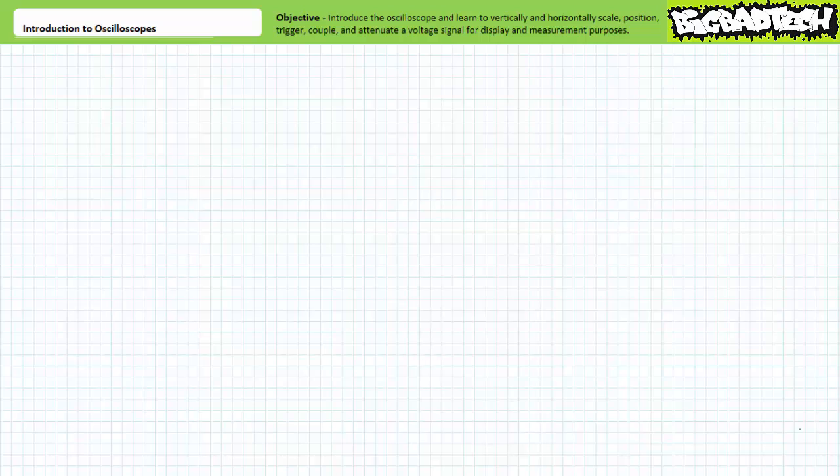I'm your instructor Jim Pytel, and today's topic of discussion is oscilloscopes. Our objective is to take a quick look at the oscilloscope, a tool used to not only measure, but also graphically depict a time-variant voltage waveform on a screen.